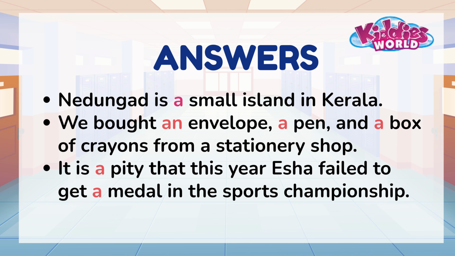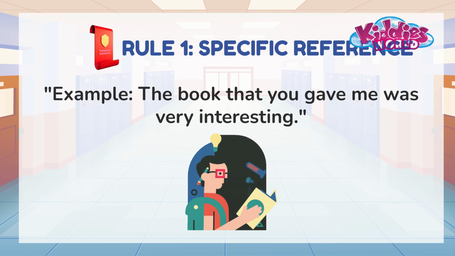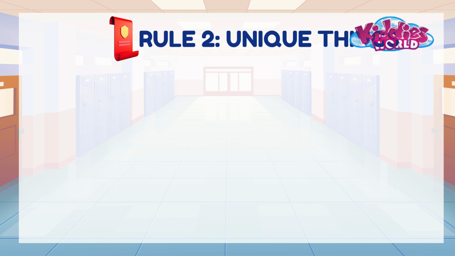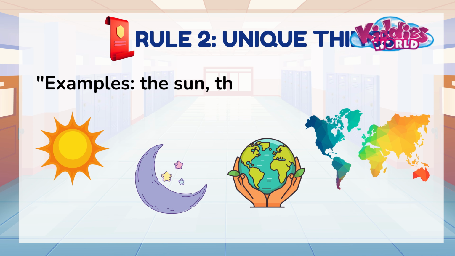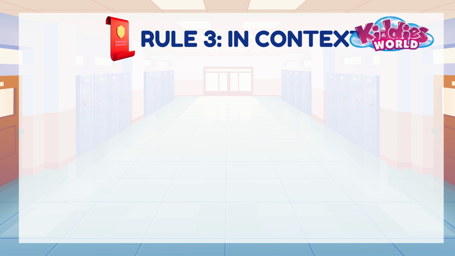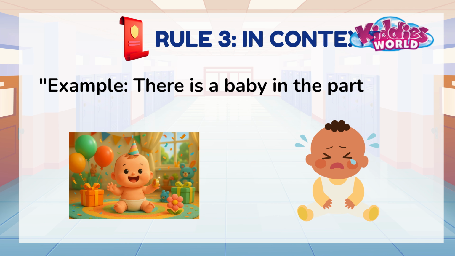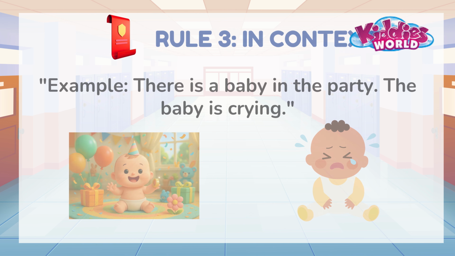We use the when we talk about a particular person, place, or thing. Rule 1. Specific reference. Example: the book that you gave me was very interesting. Rule 2. Unique things. Examples: the sun, the moon, the earth, the world. Rule 3. In context. Example: there is a baby in the party. The baby is crying.